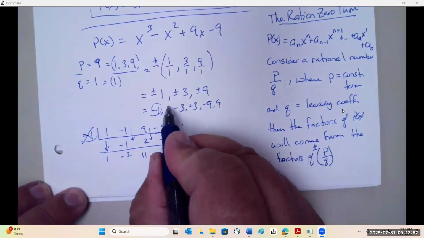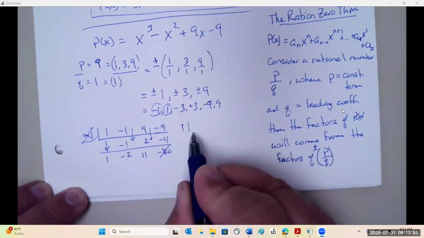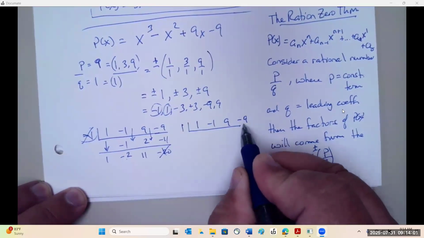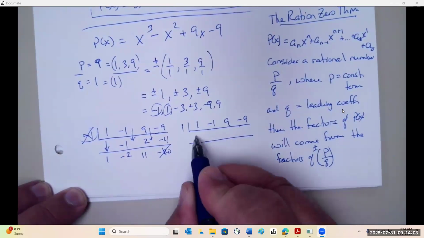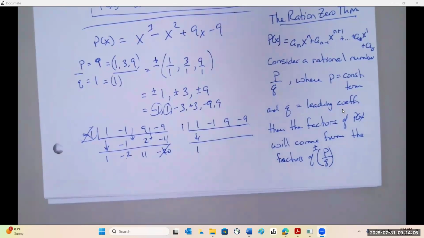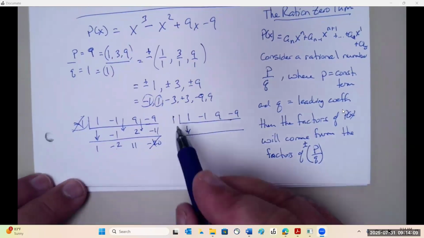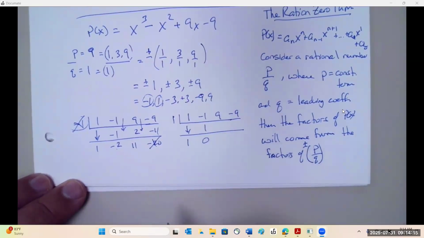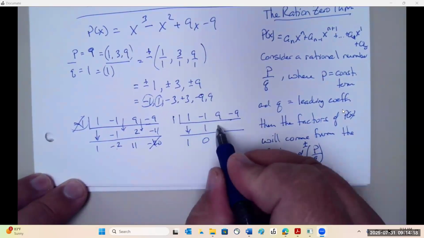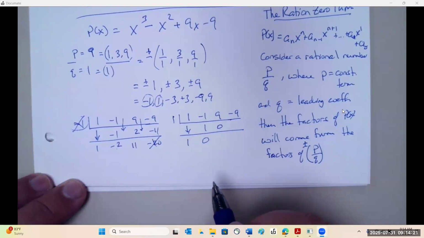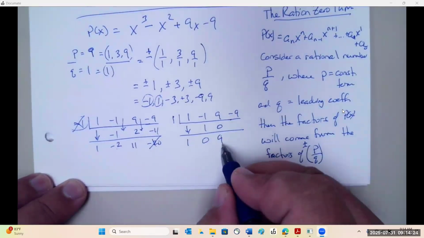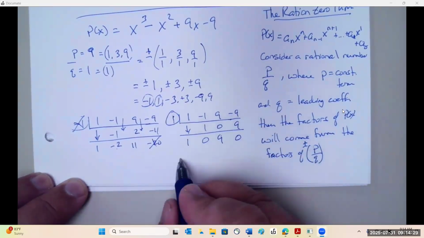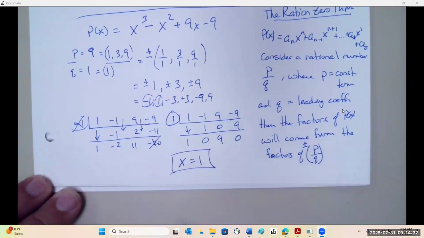Now we do the next one. Is 1 a possible answer? 1, -1, 9, -9. Bring down the first term. And repeat. 1 times 1 is 1. -1 plus 1 is 0. 1 times 0 is 0. Add 9 plus 0 is 9. 1 times 9 is 9. 9 minus 9. So x equals 1 is one of my solutions.